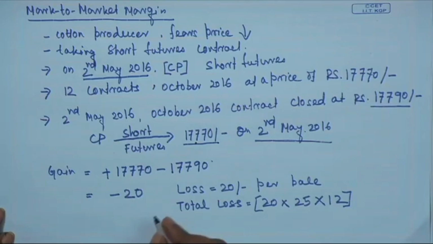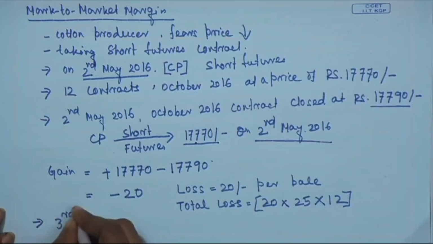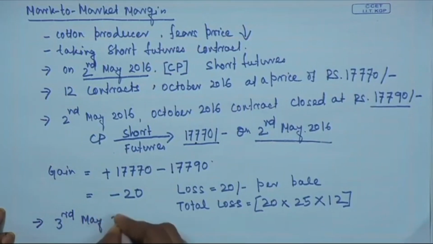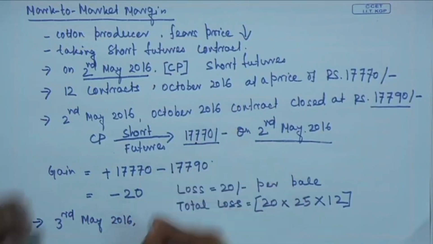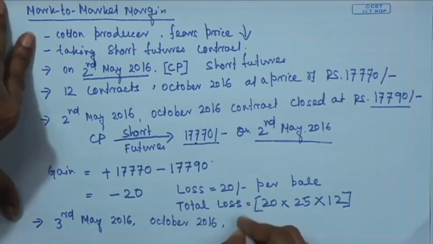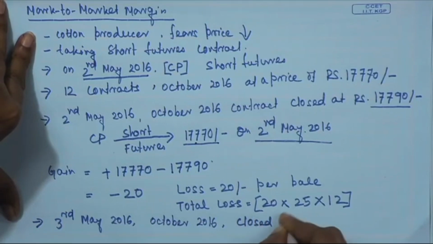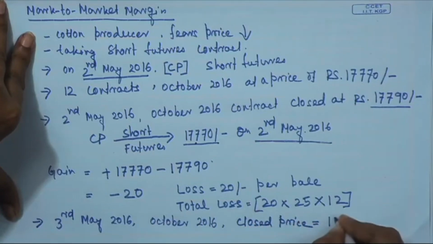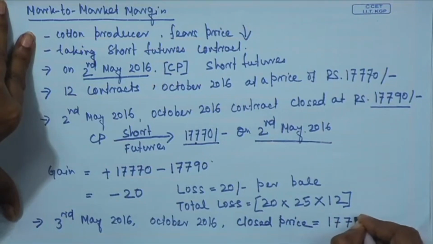Now let us go to the next day. Similarly, on 3rd May 2016, the same October 2016 futures contract closed at, let us say, a closing price of 17,807.50.